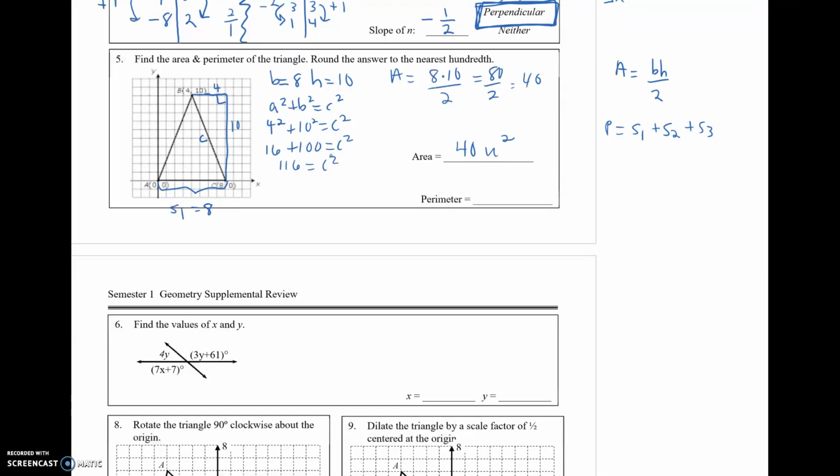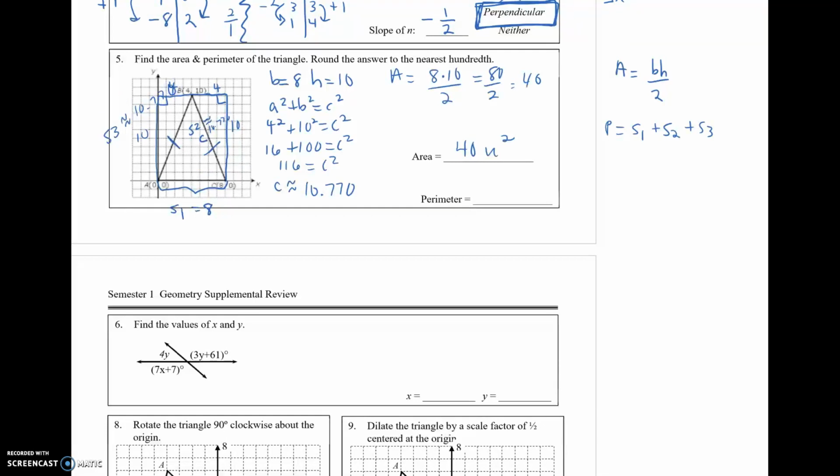So to take the square root of 116, I know you can't see off screen, I'm plugging it in my calculator, taking the square root. So we get that C is approximately 10.770. So that's going to be our side 2. And then if I come over to side 3, when I make my right triangle, it turns out that I have a 4 and a 10 again. So I don't need to do that again. It just turns out that this is an isosceles triangle. So my side 3 is also 10.770.